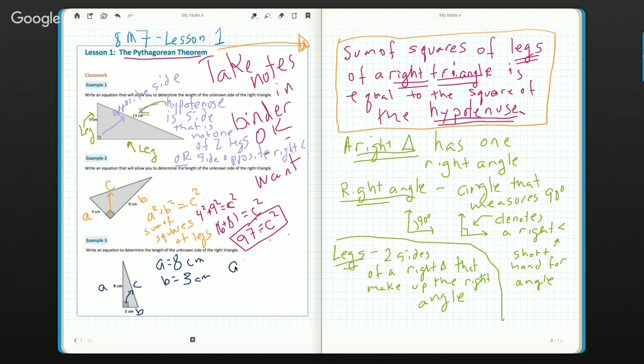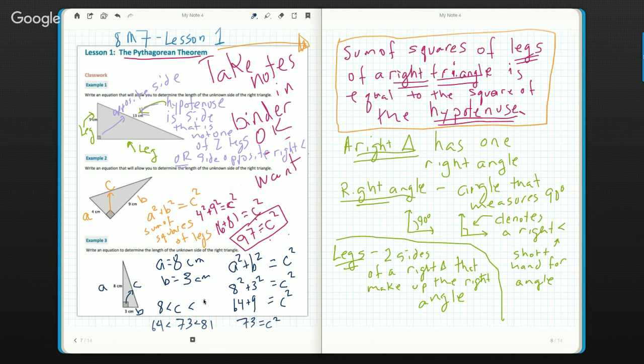So our equation is, again, a squared plus b squared equals c squared. And so 8 squared plus 3 squared equals c squared. So 64 plus 9 equals c squared. So 73 equals c squared. So if we want to estimate c, let's figure this out. 73 is between what two perfect squares? Well, it's between 64 and 81.